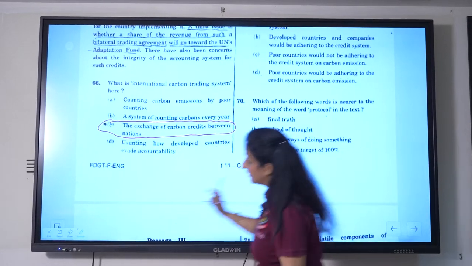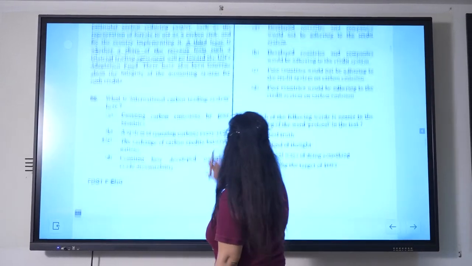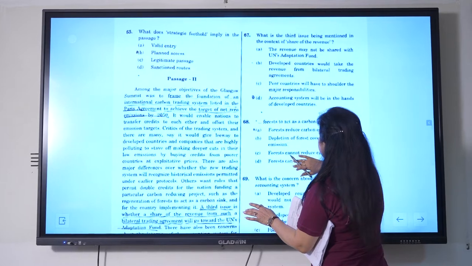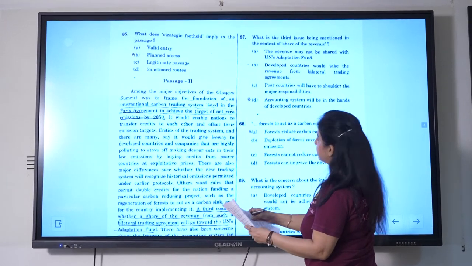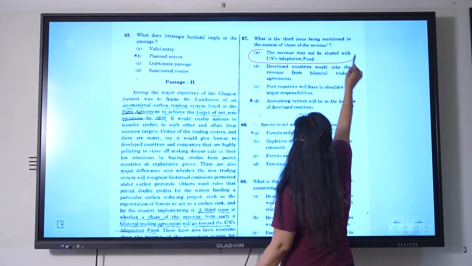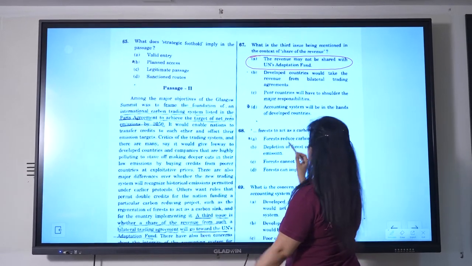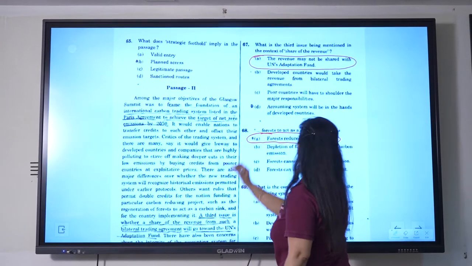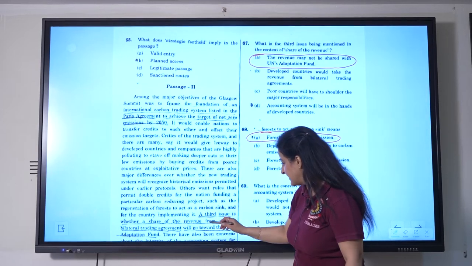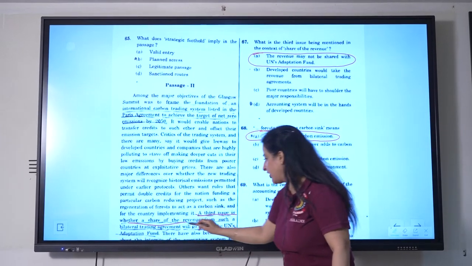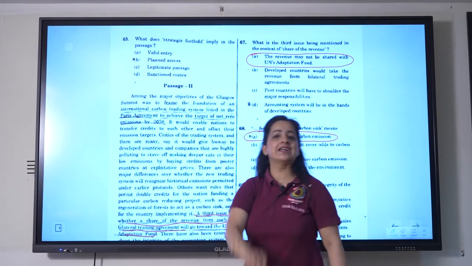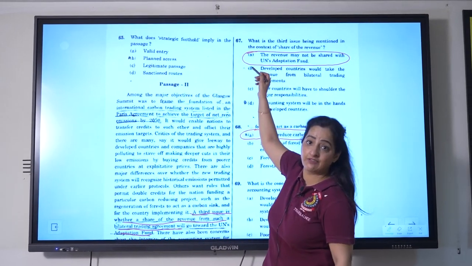Question 67. 67 and 68, if I may just take it collectively. 67, the answer is alpha, the revenue may not be shared. And 68, alpha again, forests reduce carbon emissions. And here it is, if you notice towards the end, a third issue is whether a share of the revenue from such bilateral trading agreement will go towards the UN Adaptation Fund. So which is why 67 alpha is the answer.